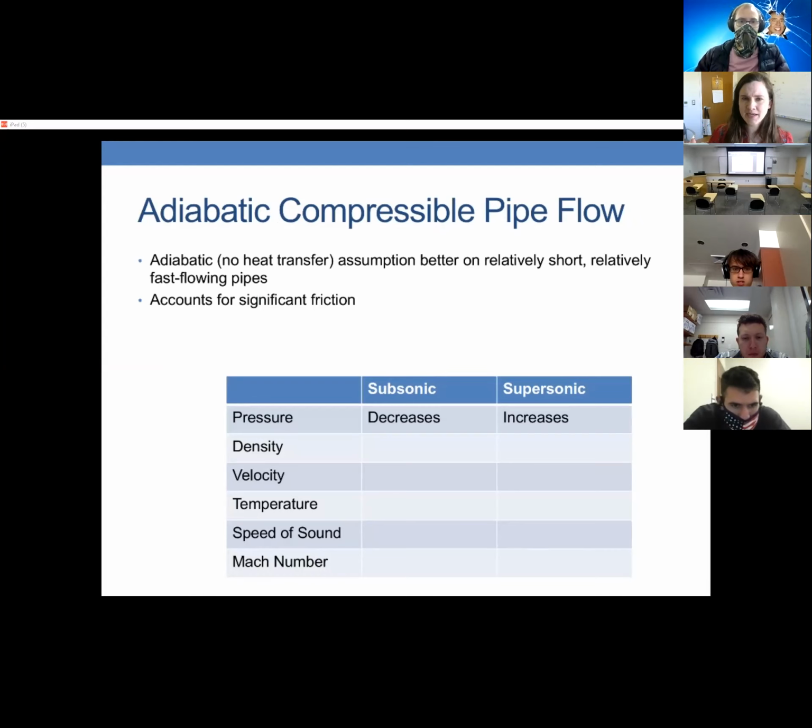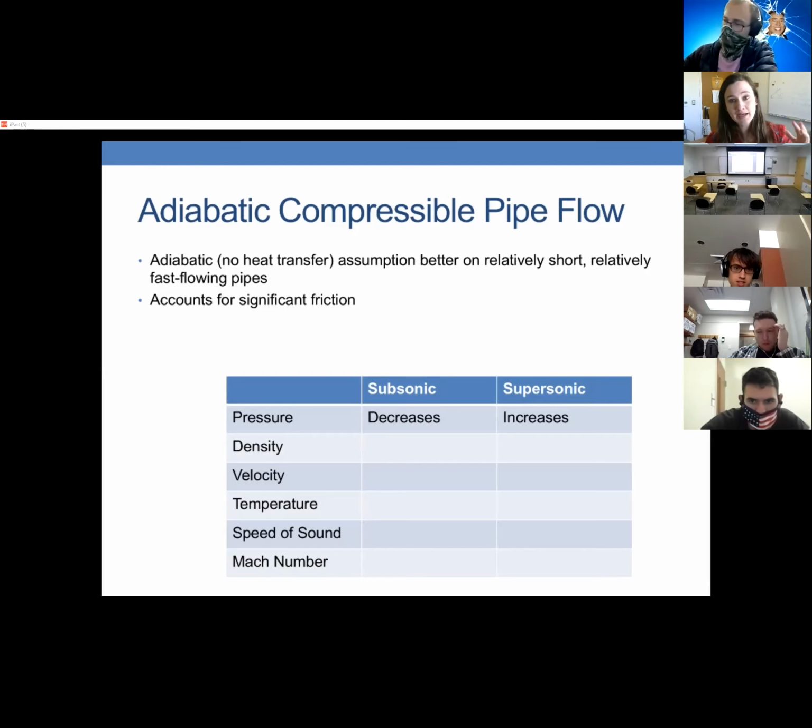And this is generally best when you're faster. So it's so fast, there's no time for heat transfer. So the closer you get to Mach 1, the better this will be. And usually relatively short is better. And obviously you could insulate your pipe or your duct, and that would make it more adiabatic, things like that. But I just want us to think through it.